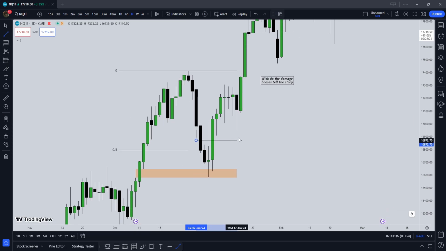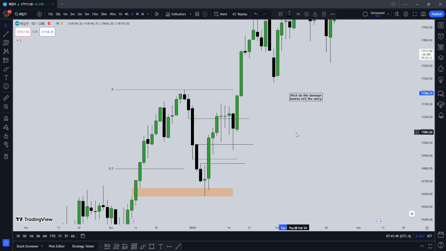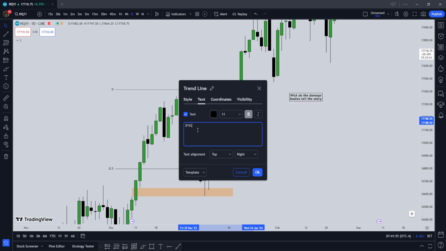So as you can see, when price reacted from this fair value gap and displaced up, what did we do? We disrespected all those bearish fair value gaps. After we disrespected, what did we use it as? We used it as a support. This is a real support and resistance, guys. We used this as an inversion fair value gap, which is IFVG.